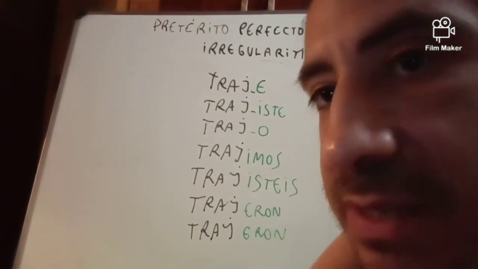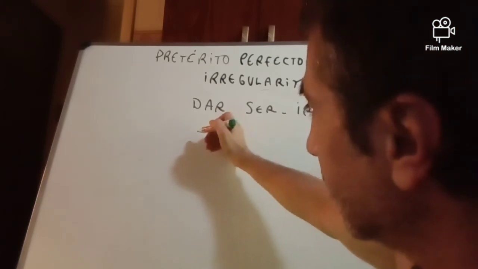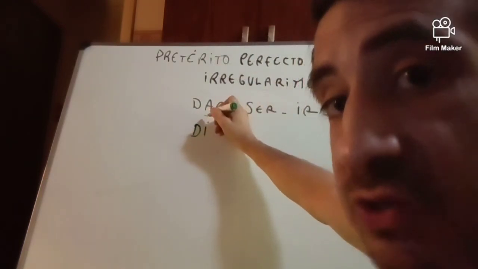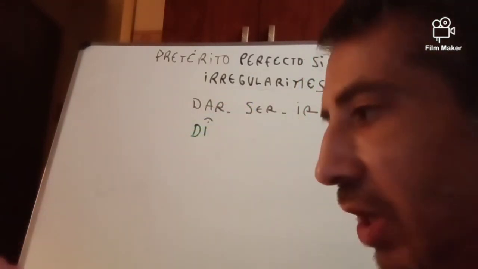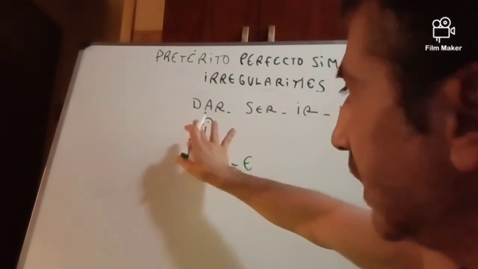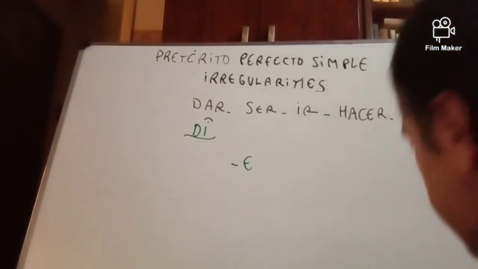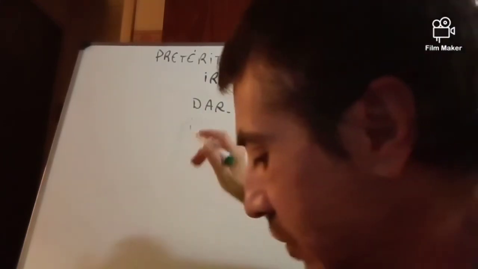Let's see a few exceptions. Well, in the case of dar, to give, for the first person in the singular, the stress falls here, so it is an exception to that rule of the E ending and no stress at all in the final syllable. In this case, it's not like that, so it's an exception. And we say, I gave, yo di.